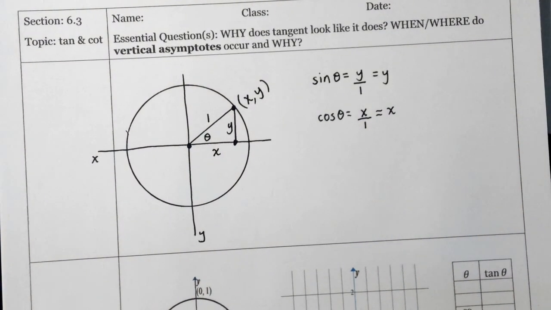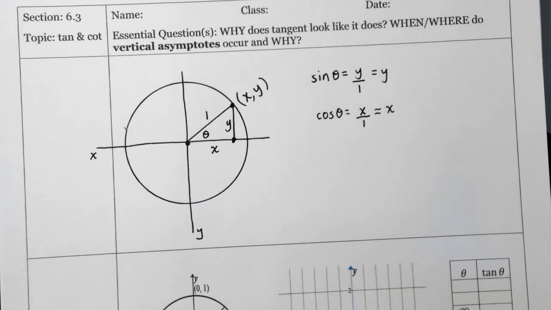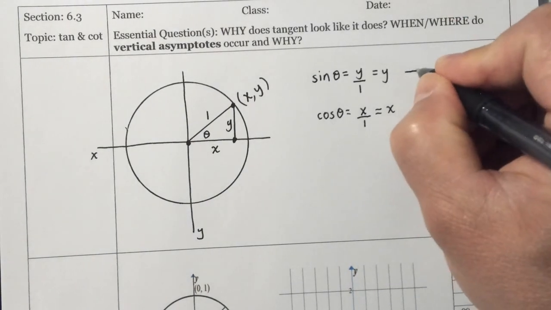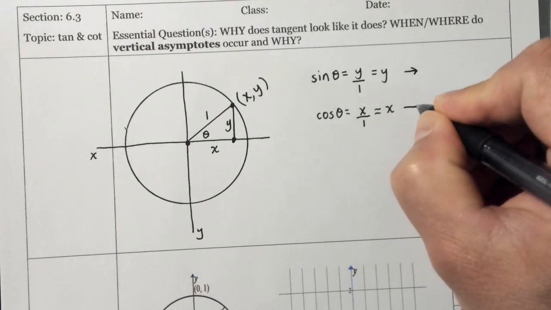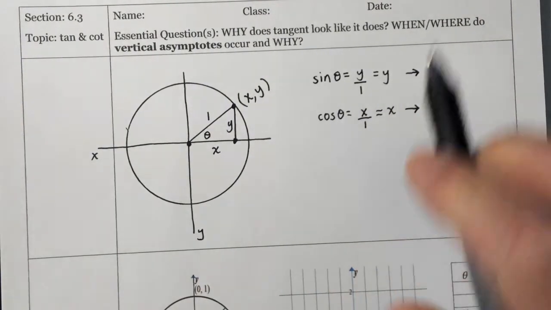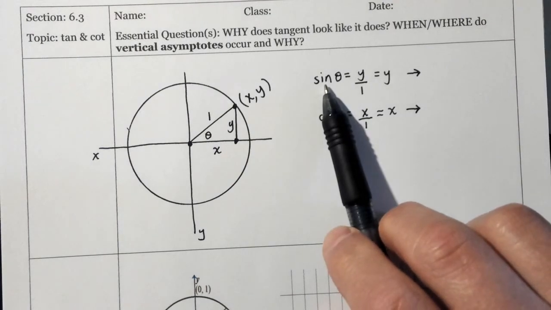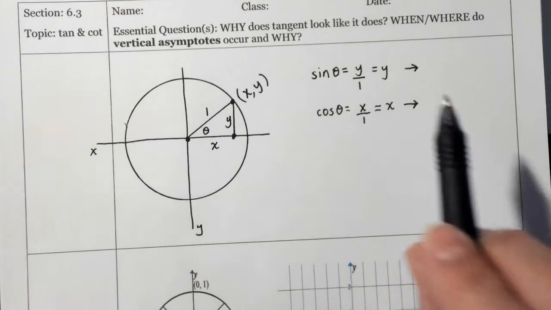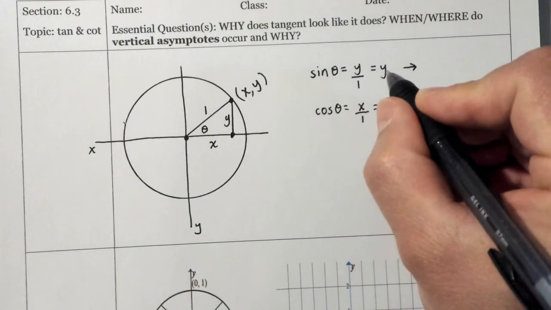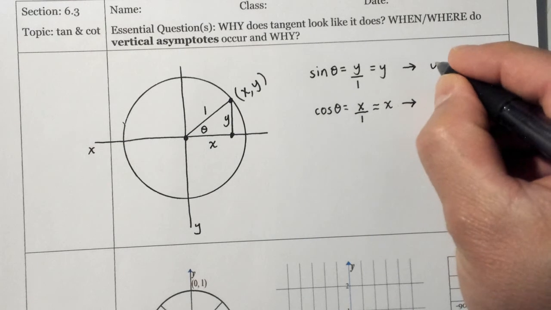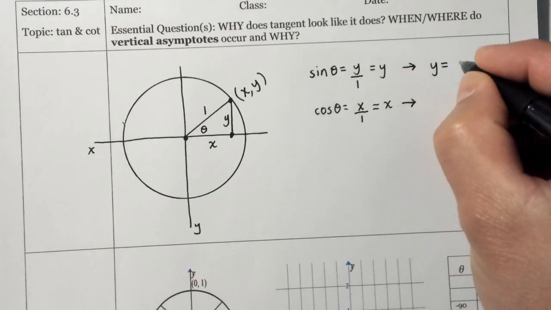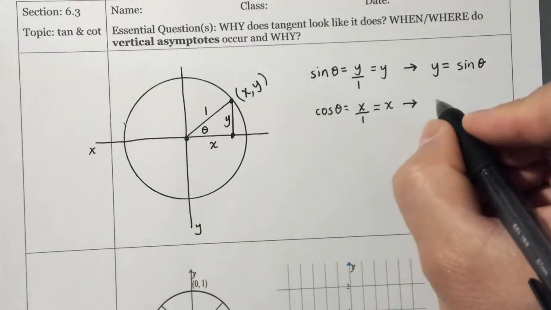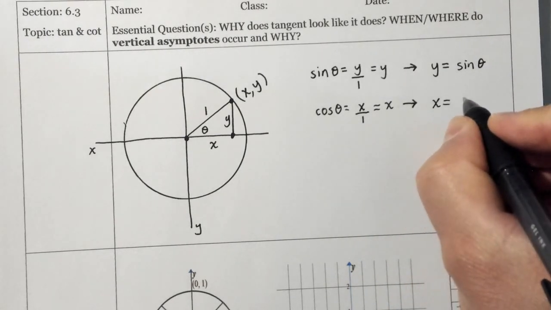We are used to reading left to right. So if you think about it, in the normal situation, sine is y, cosine is x. But let's look at it backwards. If you read it from right to left, you get y is sine, x is cosine.